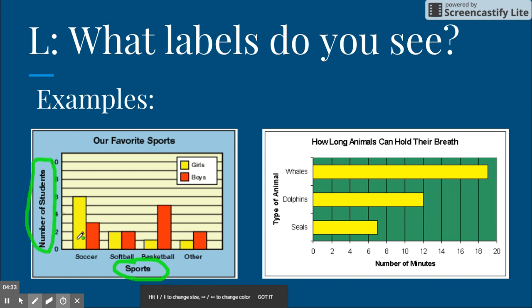And so if I wanted to look at the different types of sports, I would come along the x-axis and I could say, oh, here's soccer or basketball. And then on my y-axis, this is going to tell me the amount of students that liked that sport or that was their favorite sport.